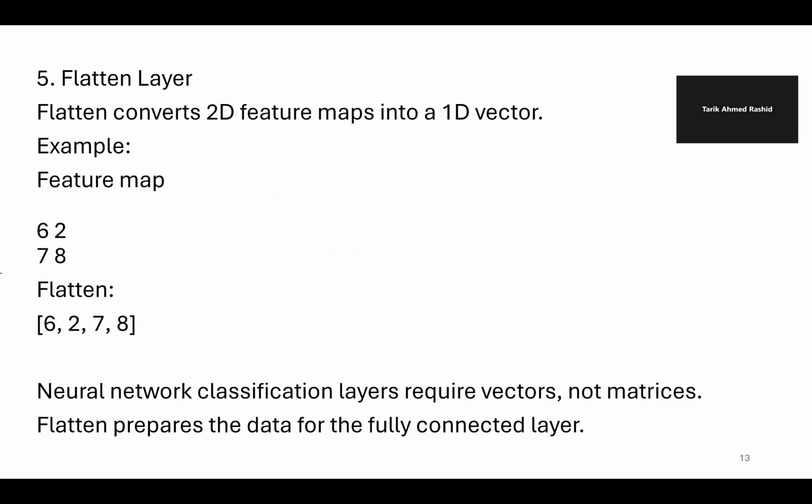Flatten layer converts two-dimensional feature maps into a one-dimensional vector. So if you have, for example, 6, 2, 7, 8, then you will have as a flattened vector 6, 2, 7, 8. So convert two-dimension into one-dimension, one array vector. And neural network classification layers require vectors, not matrices. Flatten prepares the data for the fully connected layer.